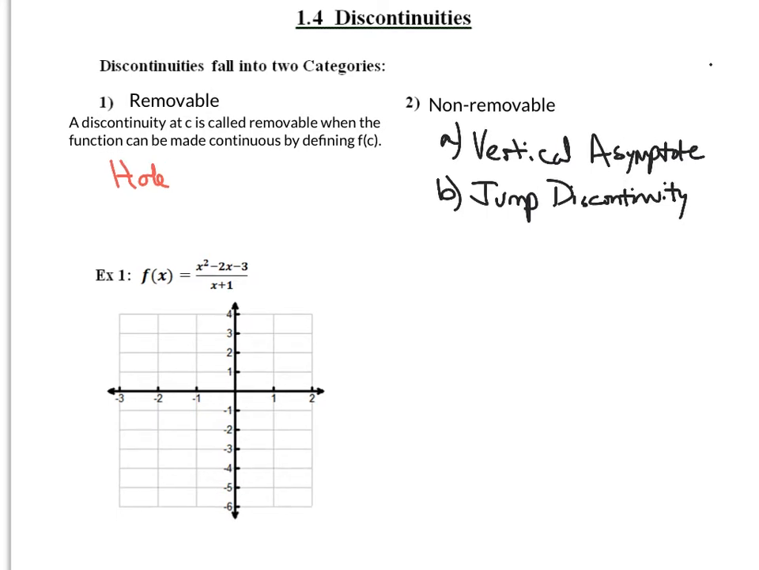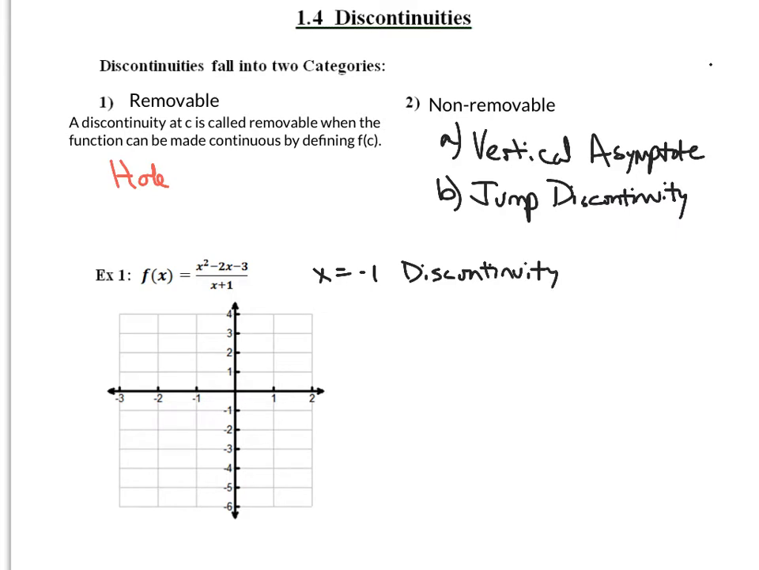Beginning with example number 1, f of x equals x squared minus 2x minus 3 over x plus 1. You'll notice that we have a rational function, and this rational function is going to have a place where the denominator is equal to 0. So this is going to be undefined when x is equal to negative 1. So let's examine x equals negative 1 and see what's going on at x equals negative 1. We know that there has to be some kind of discontinuity there. We would like to figure out what kind of discontinuity it is going to be.